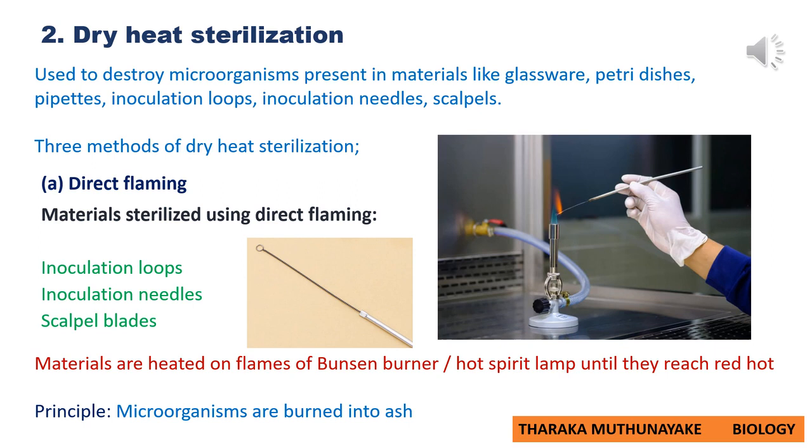So what happens during this burning until they reach red hot? Microorganisms are burned into ash. That's the principle. All microorganisms will be burned into ash. Then after the inoculation loop becomes red hot, we can keep it for some time until it is cooled down. Then such a sterilized inoculation loop or needle can be used to introduce microorganisms into a culture medium.